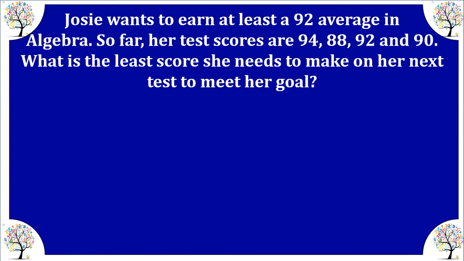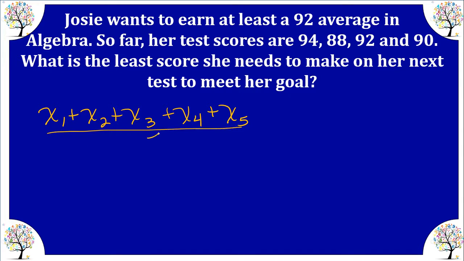Josie wants to earn at least a 92 average in algebra. So far, her test scores are 94, 88, 92, and a 90. What is the least score she needs to make on her next test to meet her goal? So our formula is: we have one test, a second test, a third test, so we have 1, 2, 3, 4, plus a fifth test, all divided by 5, and she wants at least a 92.